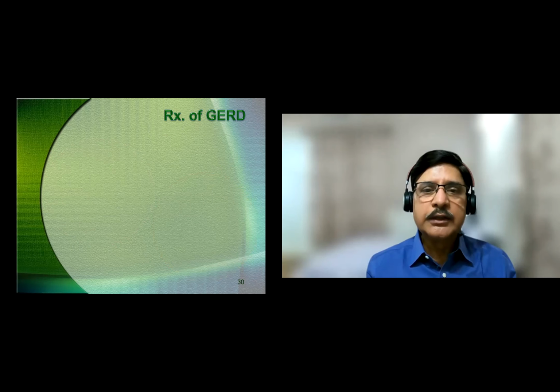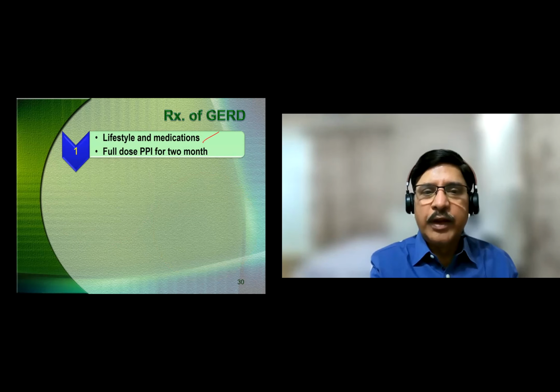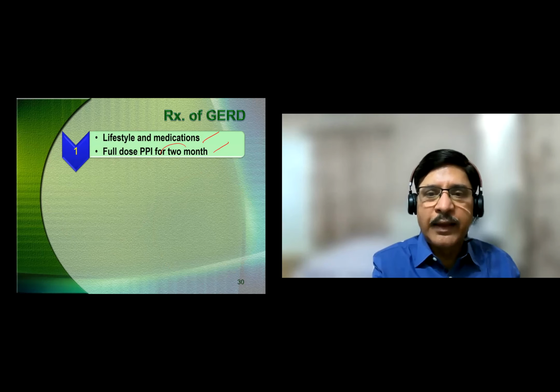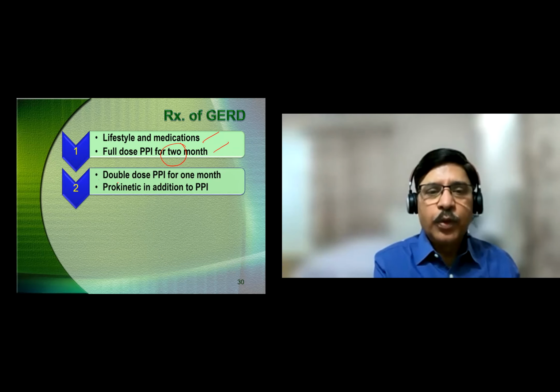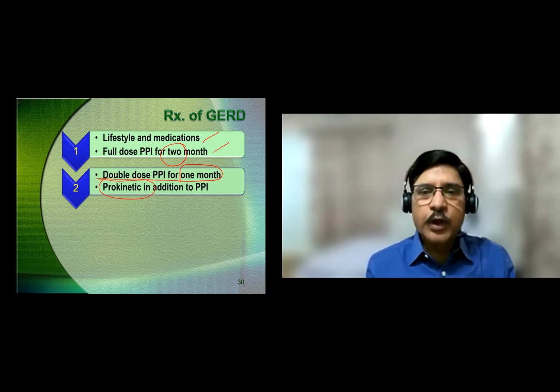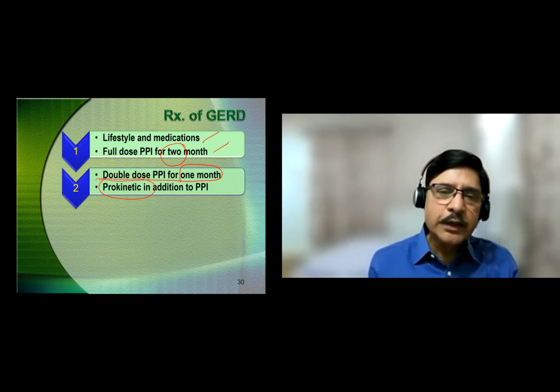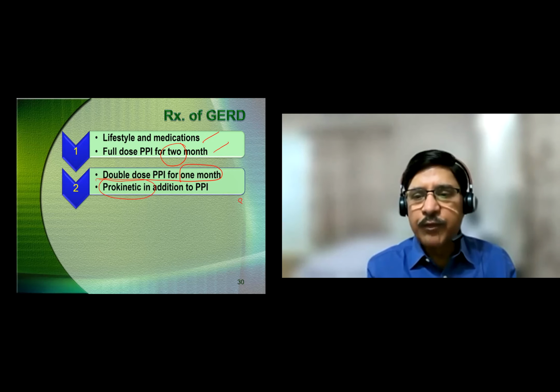Okay. What is the treatment of GERD? Lifestyle, very important. Full dose PPI for 2 months. You see, earlier we were giving for 1 month, now we give for 2 months, and if not relieved, you double the dose of PPI for 1 more month. Okay, then you add a prokinetic, not in the first place. Full dose PPI for 2 months, not relieved, increase the dose to double dose, which means 40 milligrams of omeprazole twice a day, or 20 milligrams of pantoprazole twice a day, or 10 milligrams of ilaprazole twice a day.